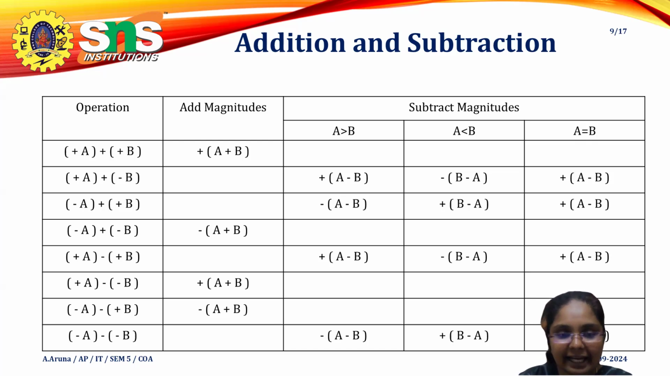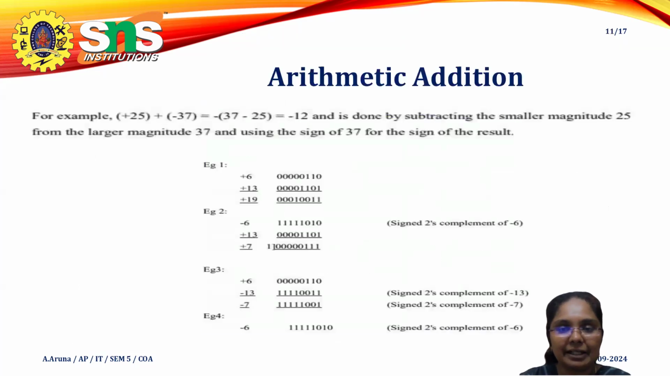If both signs are different, I'm going to add the two values, so that is A plus B. If I go inside, this value will be plus. So A plus B, attach the sign of A. In this case also, I'm going to add A plus B and attach the sign of A. So this is how the subtraction algorithm works. As I said, it is just the opposite of the addition algorithm.